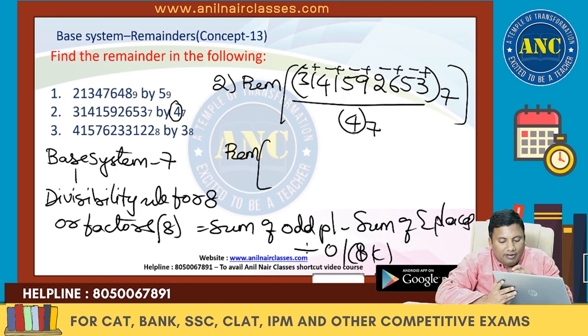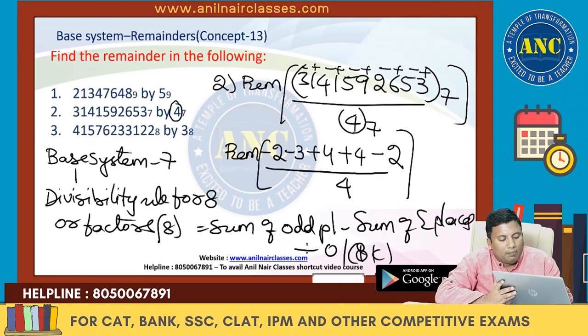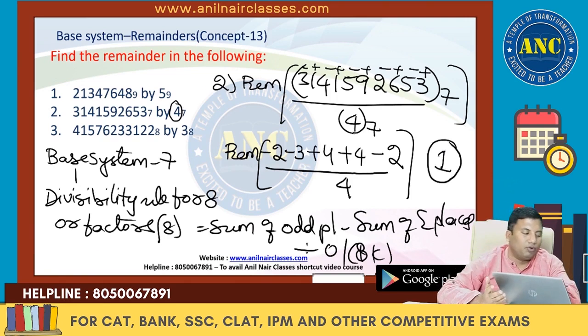So 3 minus 5 minus 2, 6 minus 2 plus 4, 9 minus 5 plus 4, 1 minus 4 minus 3, 1 minus 3 minus 2 divided by 4, minus 2 minus 3 minus 5, 8 minus 5, 3, 3 minus 2, 1. 1 divided by 4 is 1. I hope it is clear.